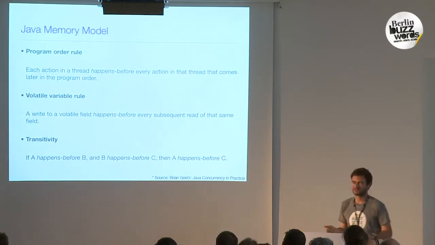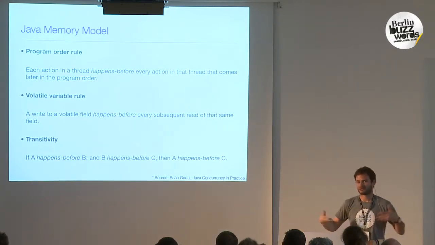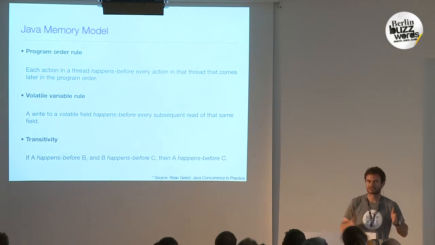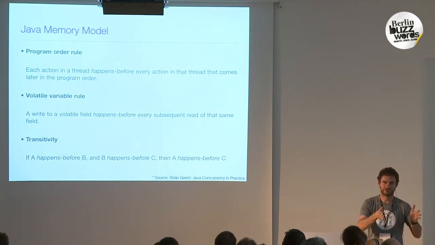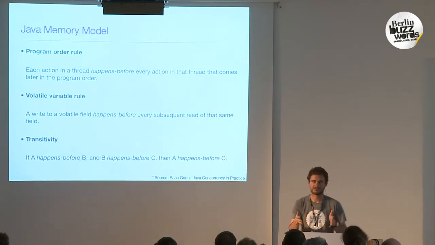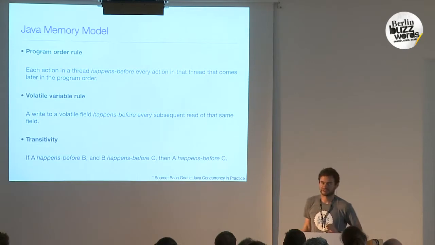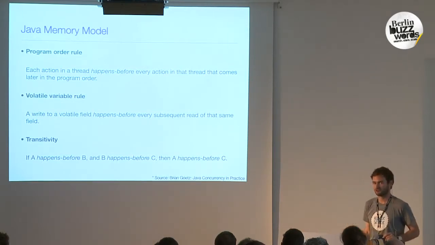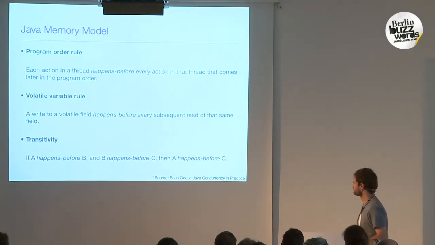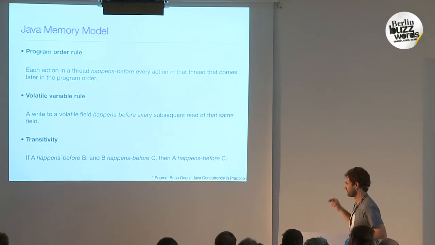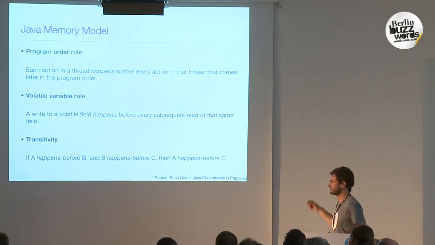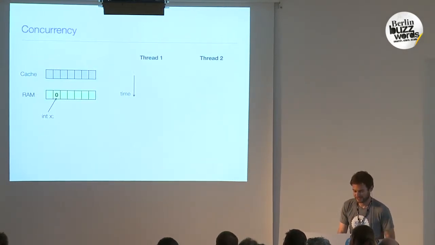So what it basically means is that if in absolute time, like in total time on clock cycles, you now write something to a field, and then 10 clock cycles later, a different thread reads from the same field, it's guaranteed to see the update. And that specific point is not true for non-volatile fields. And then you have transitivity. So if A happens before B and B happens before C, then A happens before C. So I have an example for this.